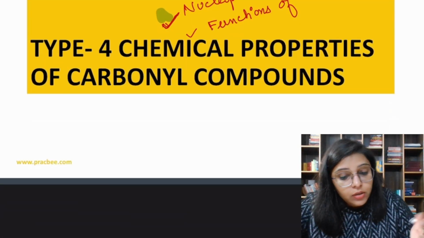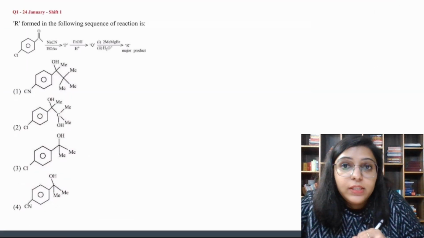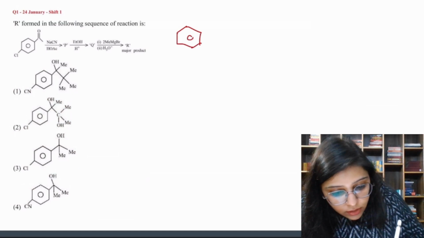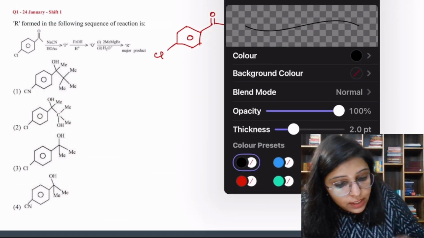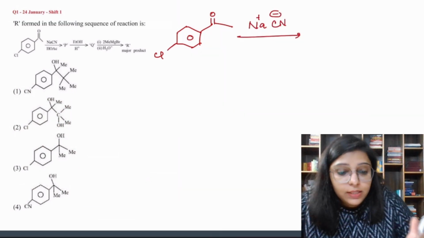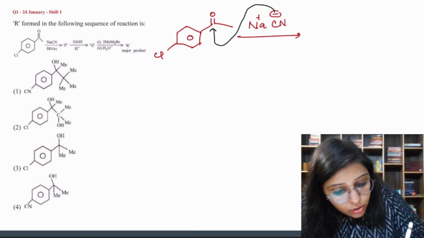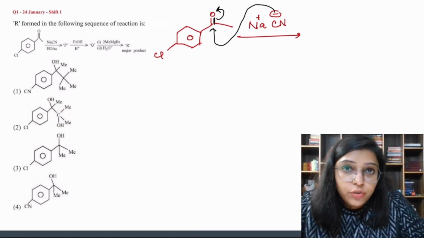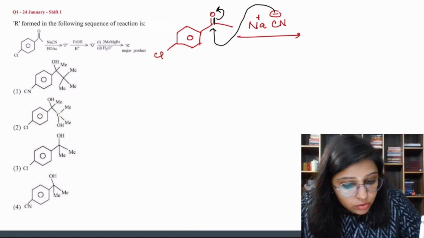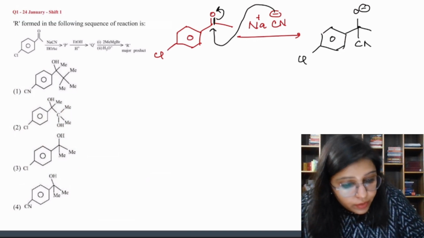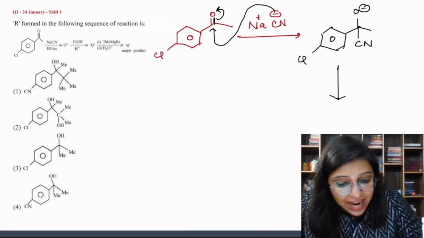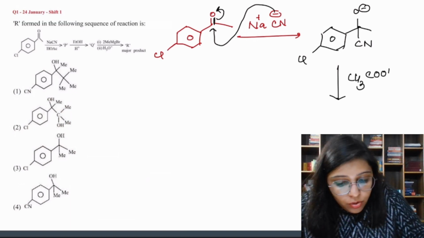So let's do question number 1: the products are formed in the following sequence of reactions. So we have this C double bond O, and here Cl. We have NaCN, so CN minus Na plus. So the nucleophile is going to be CN minus. CN minus attacks onto this carbonyl carbon and the electrons of this bond shift towards oxygen. So Cl, then we have O minus, and here we write CN. Then we have acetic acid, CH3COOH.